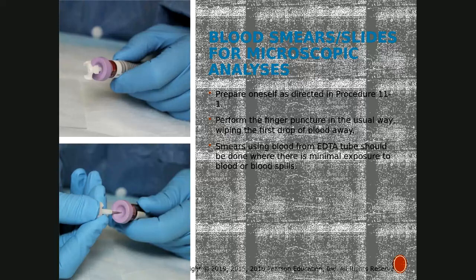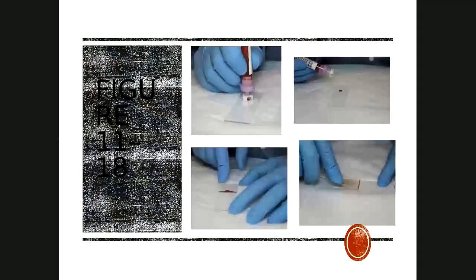We're going to prepare oneself as directed in Procedure 11.1. Perform the finger puncture in the usual way, wiping the blood away. We can also use an EDTA tube for minimal exposure of blood or blood spills to also obtain the blood smear slide. You're going to put one small drop of blood above the frosted end of the slide. You're going to use your spreader slide at approximately a 30-degree angle. We do not want to press downward too hard. There will be a video on this as well. And we want to create a very thin smear of blood, creating what's called a feathered edge at the end.